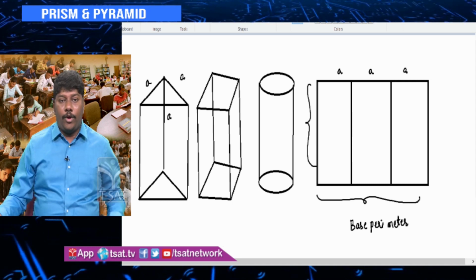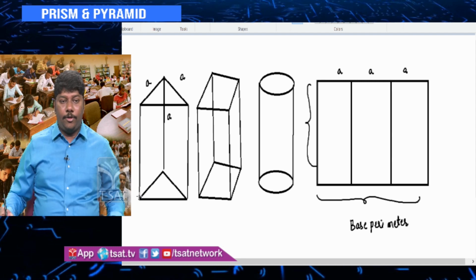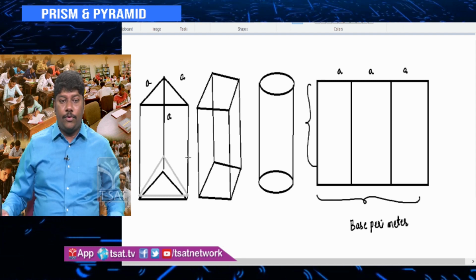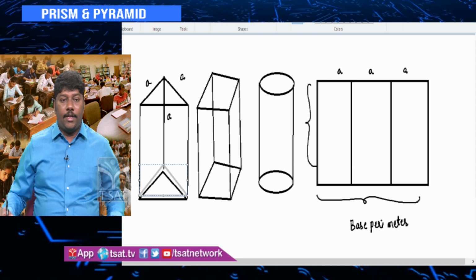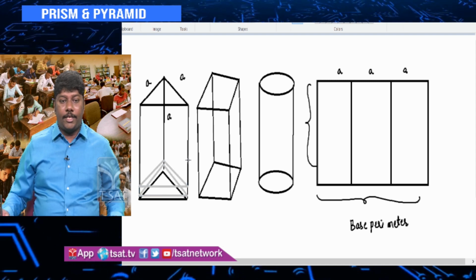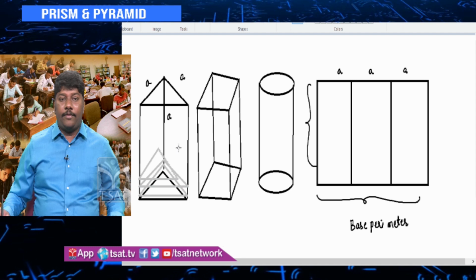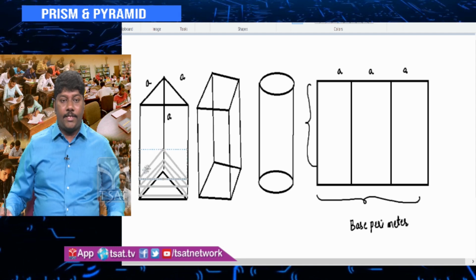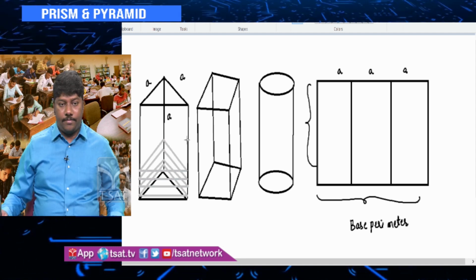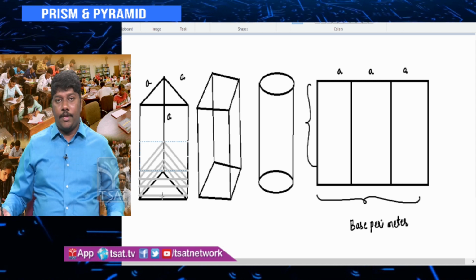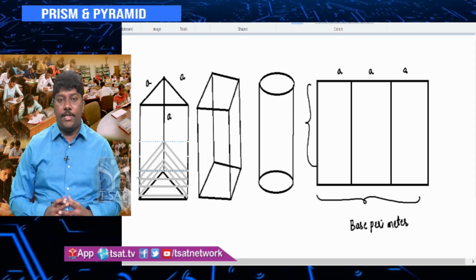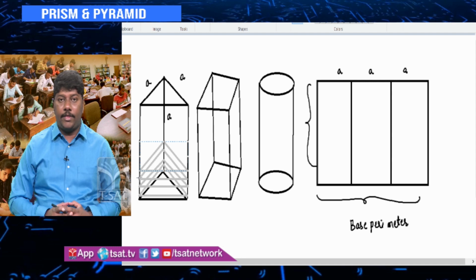And how do I get the volume of the prism? In order to get the volume of the prism, all you have to do is pile up all these triangles in order to cover the entire space. So technically we are taking the base area and multiplying it with height. So in order to occupy this space, the volume of the prism is just the base area multiplied by height.